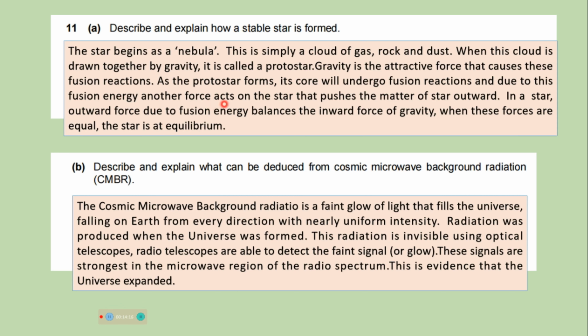Describe and explain what can be deduced from cosmic microwave background radiation, CMBR. The cosmic microwave background radiation is a faint glow of light that fills the universe, falling on Earth from every direction with nearly uniform intensity. This radiation was produced when the universe was formed. This radiation is invisible using an optical telescope. Radio telescopes are able to detect the faint signal. These signals are strongest in the microwave region of the radio spectrum. So this is evidence that the universe expanded.